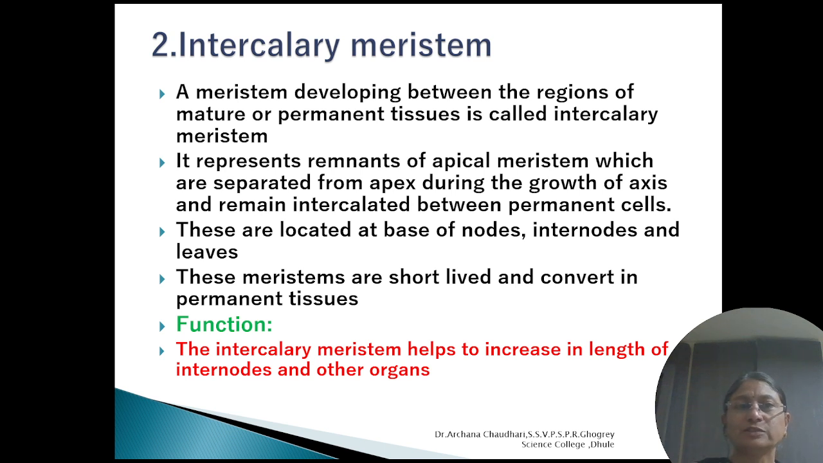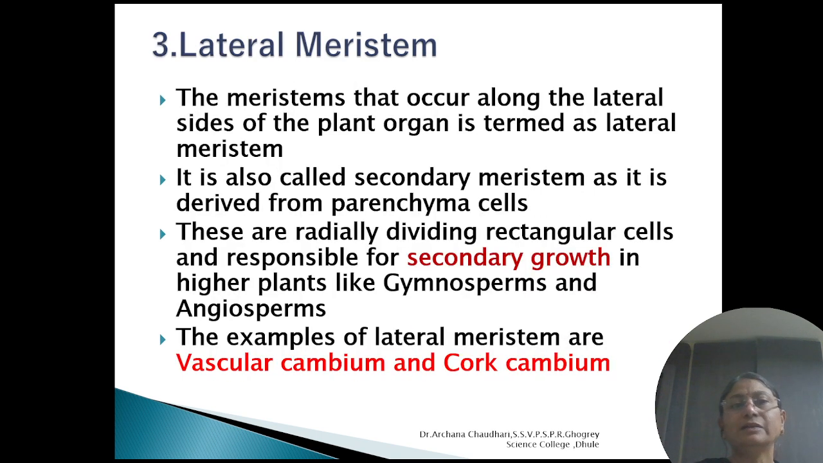What is the function? The function of intercalary meristem is to help increase the length of internodes and other organs. The third is lateral meristem. The meristem that occurs along the lateral side of the plant organ is termed lateral meristem. It is also called secondary meristem as it is derived from parenchyma cells. Parenchyma cells are already simple permanent tissue.